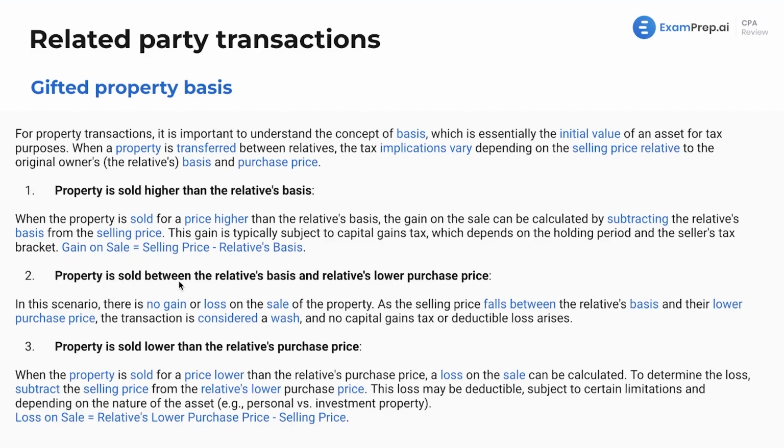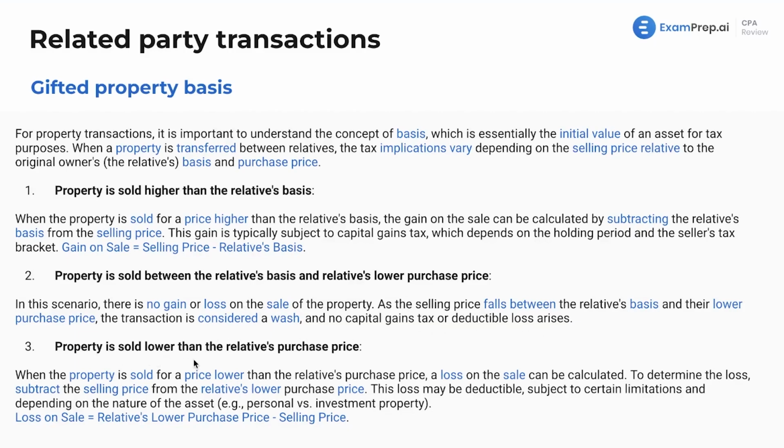Now, the property is sold between the relative's basis and the relative's lower purchase price. In this scenario, there's no gain or loss, so this is what we saw earlier. Just want to drill this in your mind, want to make sure you understand. As the selling price falls between the relative's basis and their lower purchase price, the transaction is considered a wash, and there's no capital gains tax or deductible loss that arises.